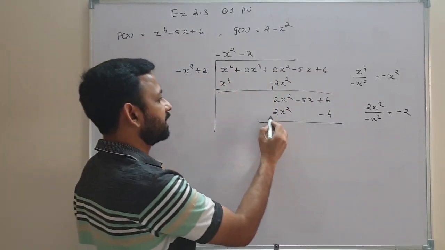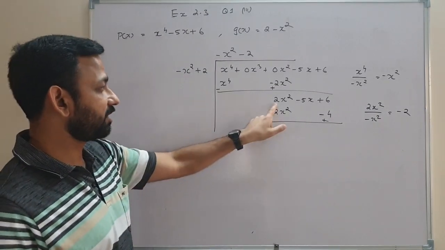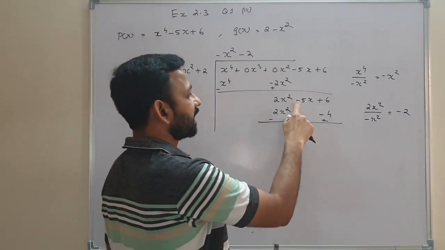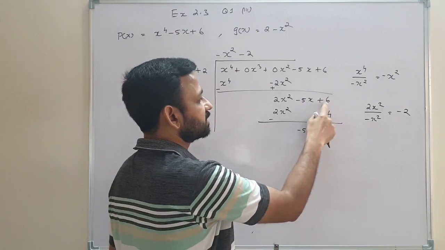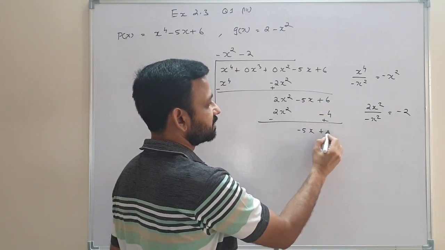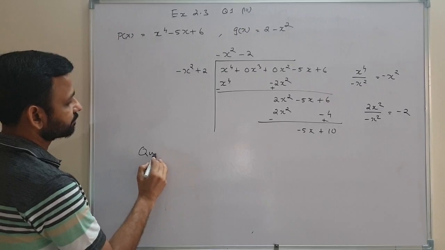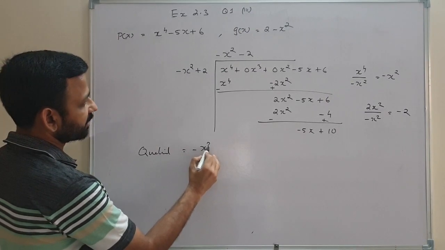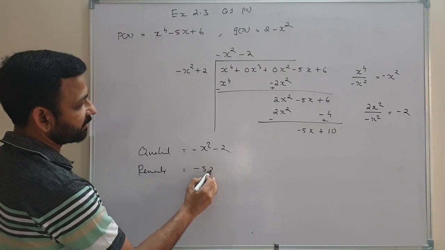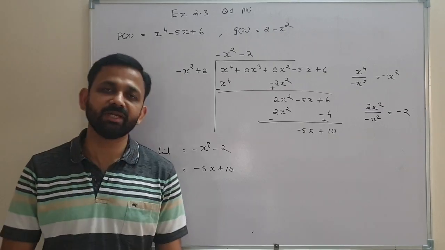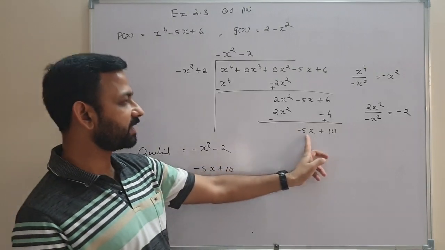Then the opposite signs, here plus and minus, and here minus and plus. Then 2x square minus 2x square cancel. Then minus 5x minus 0, that is minus 5x. Then 6 plus 4, that is 10. So we got a quotient minus x square minus 2 and a remainder minus 5x plus 10. So we got the quotient and a remainder. So this is the division, and we will stop the division here.